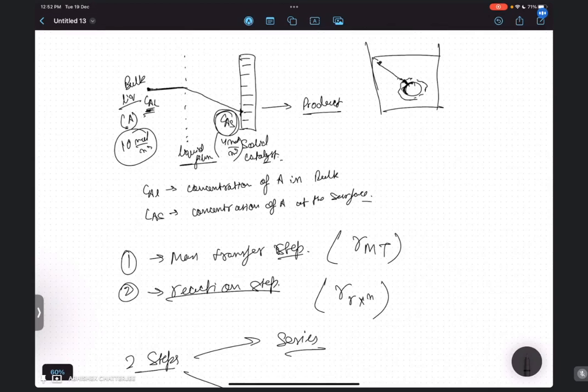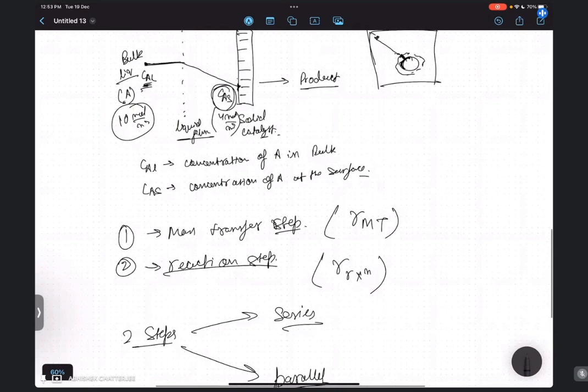That both this mass transfer step as well as this reaction step are continuing in parallel. That means both are continuing simultaneously. So that is a rare thing that we do not deal with. We generally deal with a series process, where first mass transfer will occur, this reactant A will reach our catalyst surface through diffusion, and then our reaction step will occur.